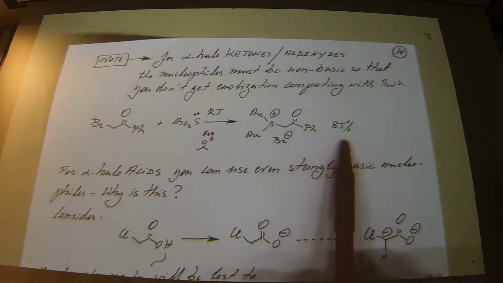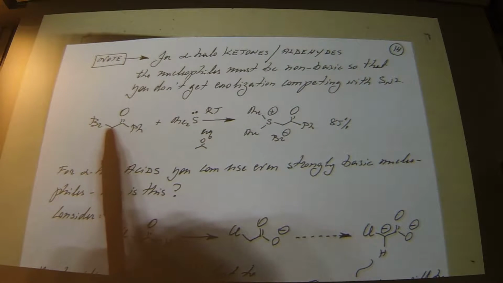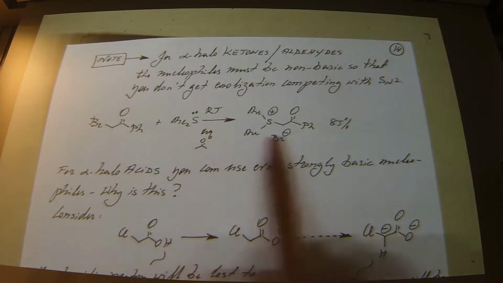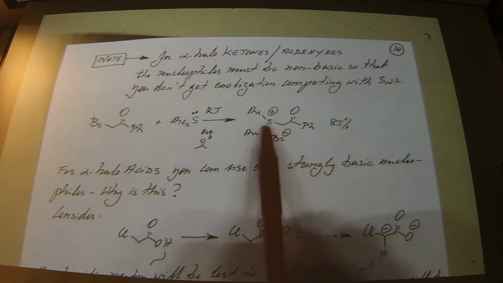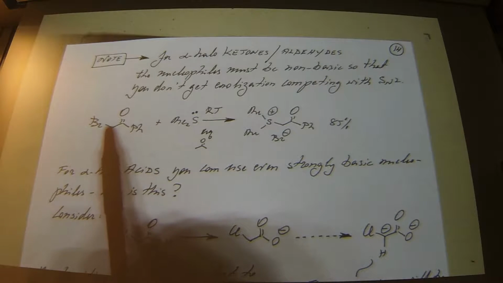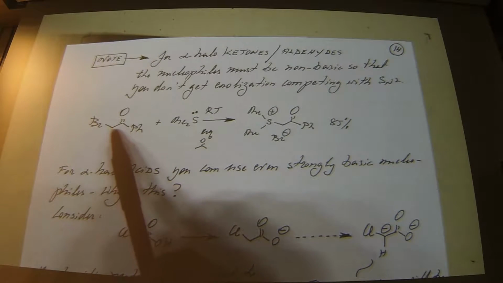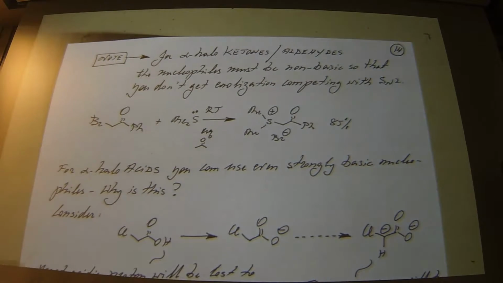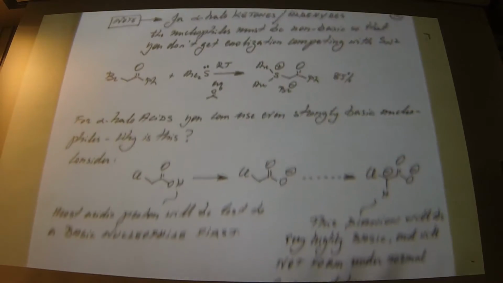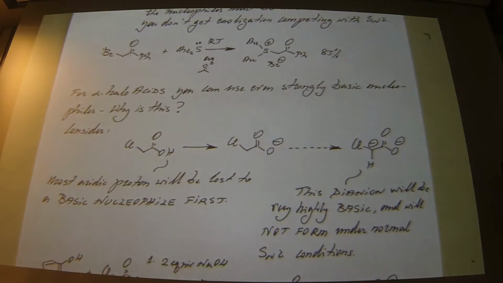These reactions work really well. It's a reactive electrophile, not a particularly reactive nucleophile, but the reaction goes nicely because you don't get proton transfer. If you get proton transfer, you're screwed, because at that point no reaction is going to take place at that carbon atom, as it will have a negative charge. This is the situation for alpha halo ketones and alpha halo aldehydes. But when you go to alpha halo acids, not a problem. You can use basic nucleophiles to your heart's desire.